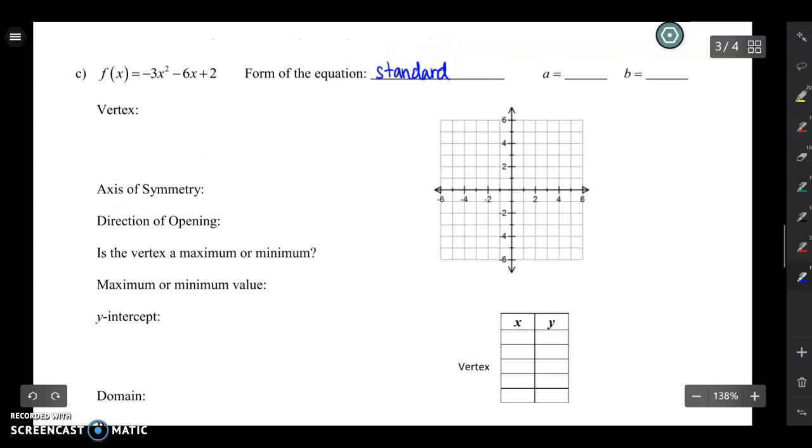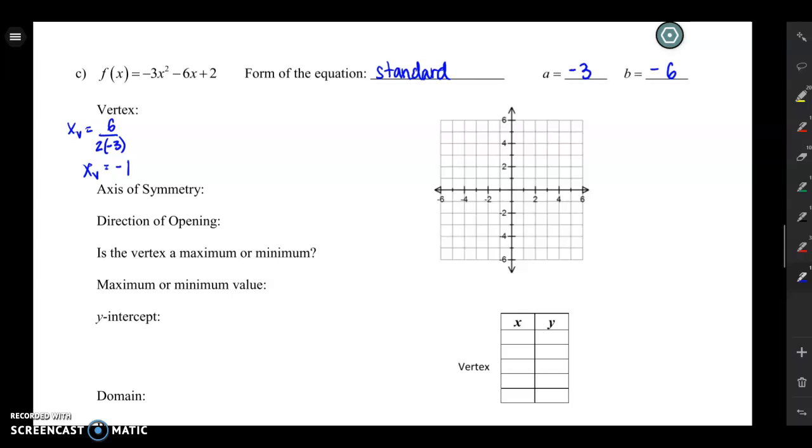Okay. So to find the vertex, I'm going to need my A value, which is -3, and my B value, which is -6. And remember to carry those negatives with you when you're choosing A and B. So the X value of my vertex is going to be -B. So since B was already negative, it turns into positive, over 2 times A. So it's going to turn into 6 over -6. So my X value is going to be equal to -1.